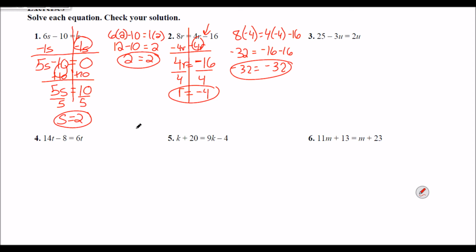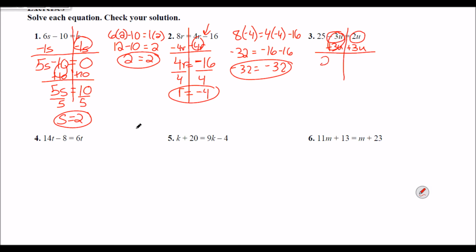All right, number 3. Again, helpful little hint here. That subtraction sign, we can really think of it as a negative 3u in comparison to a positive 2u. So negative 3u is smaller. So because it's negative, we want to go ahead and add 3u to make 0.